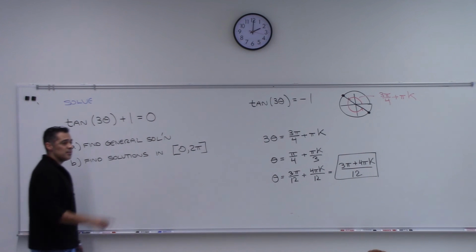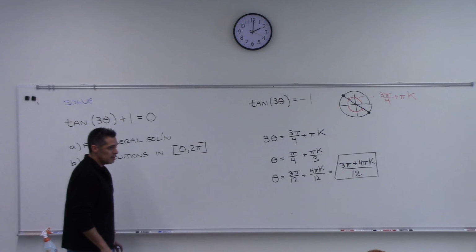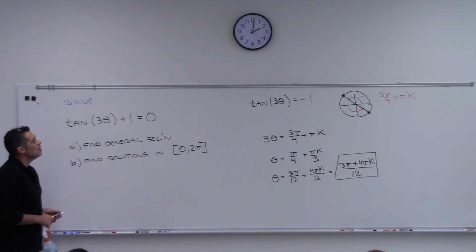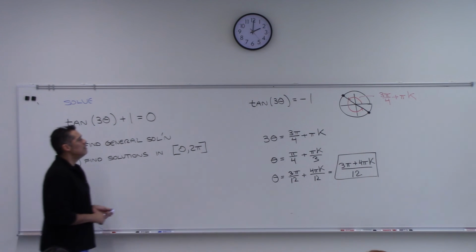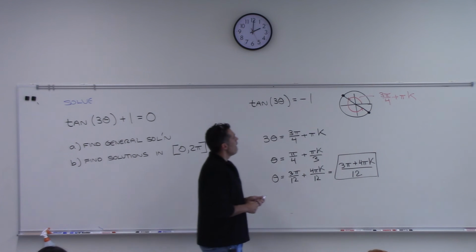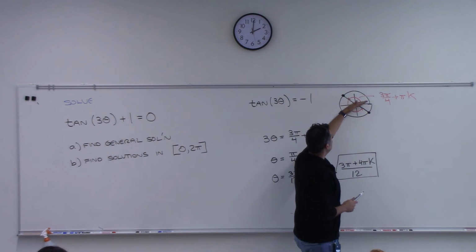All right, that's my answer. Yes? I have a question as to why we didn't do the negative, like we did for the cosine. Is it because they were inverse of each other? Or why we didn't do like negative pi over 4 or something like that?